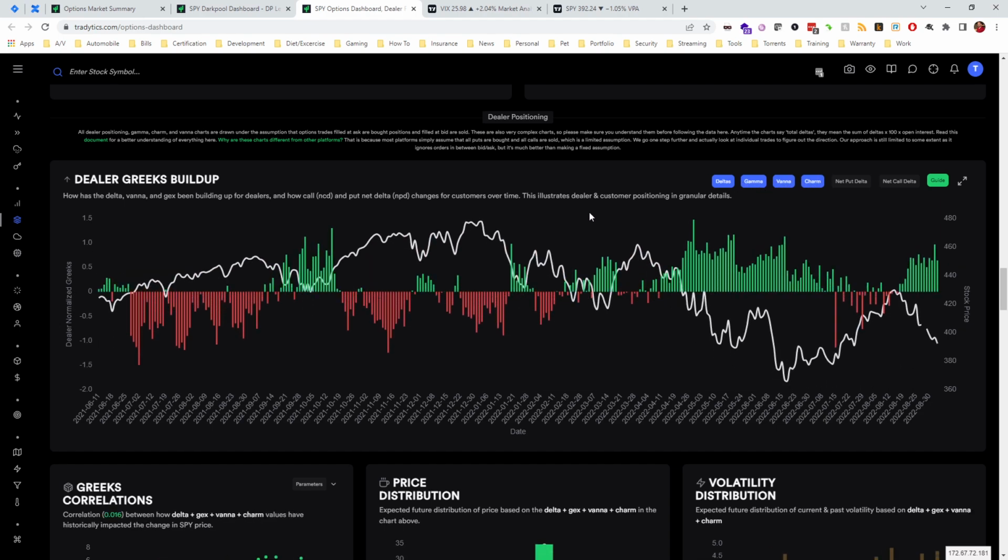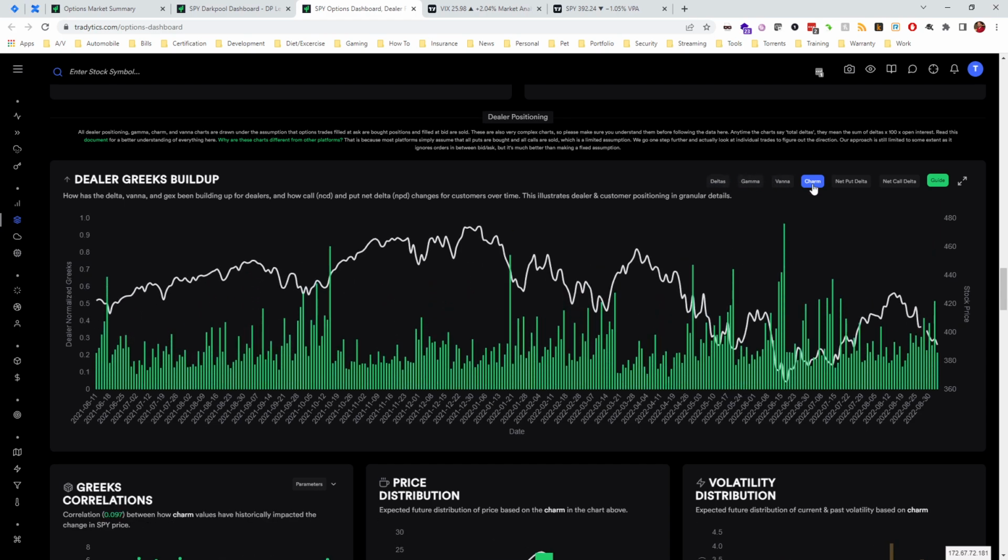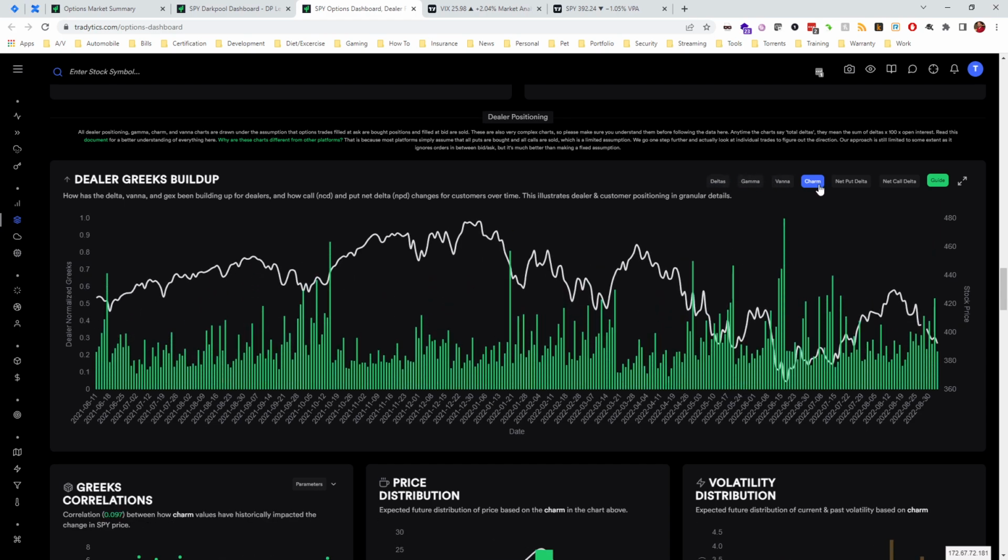We can select them all at once, although that's not necessarily wise to do because it doesn't lead to the best correlations, which I'll talk about shortly. But also, if we don't want to look at dealer side positioning, if we want to look at customer side positioning, which could essentially mean customers being retail traders, or more often than not, speculative traders like big funds that are buying positions, and typically they'll use SPY to hedge their other positions.